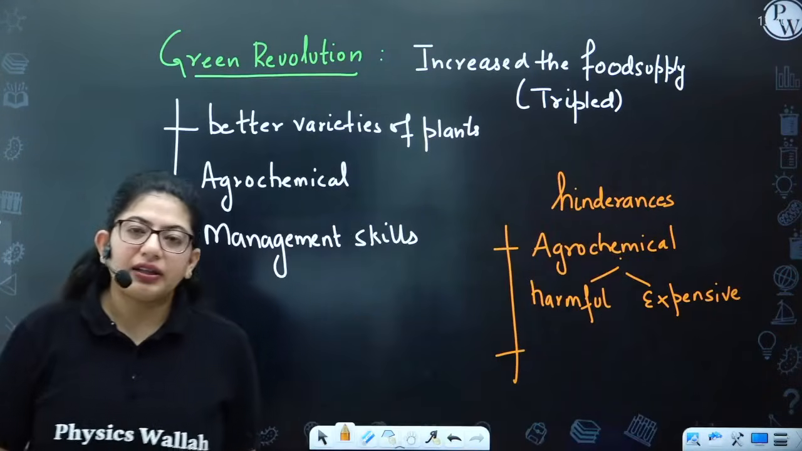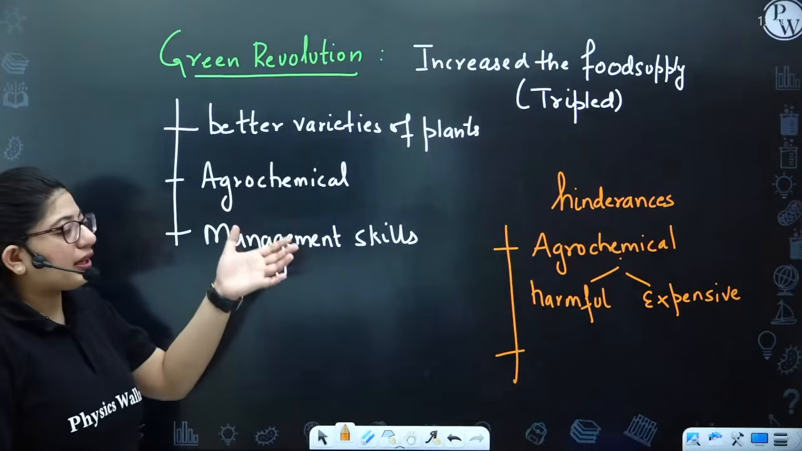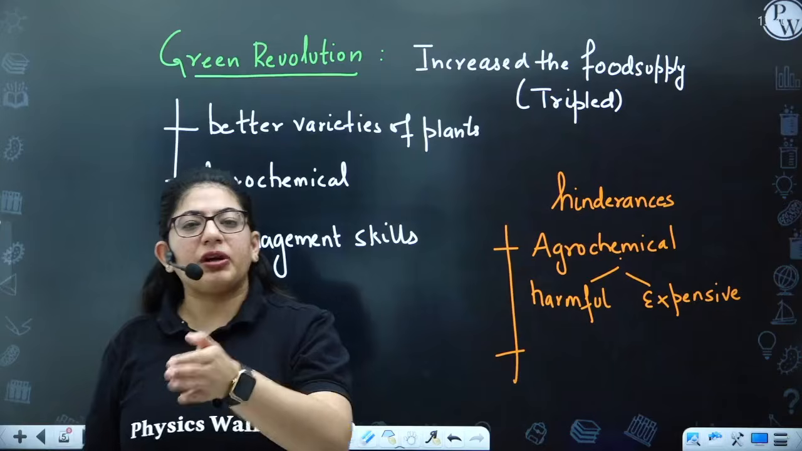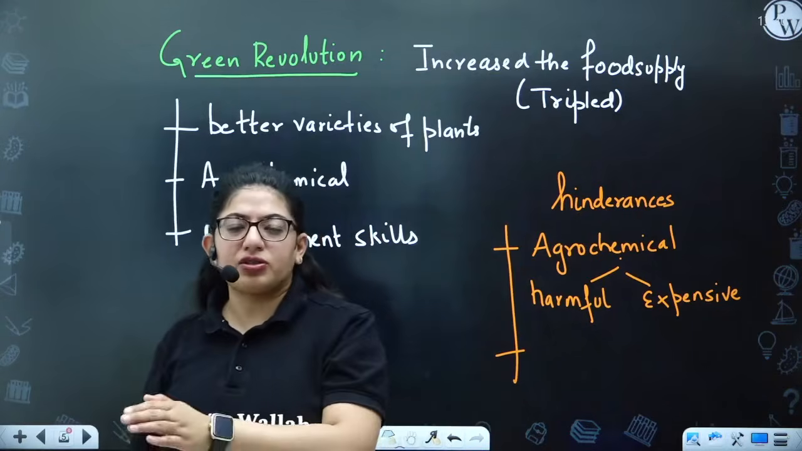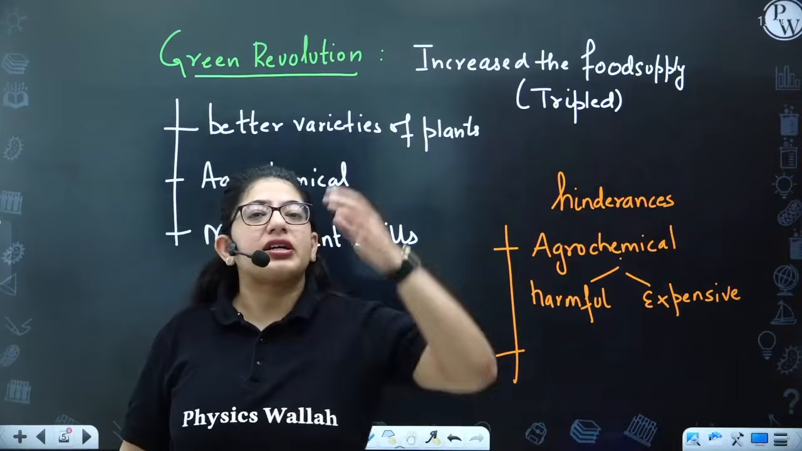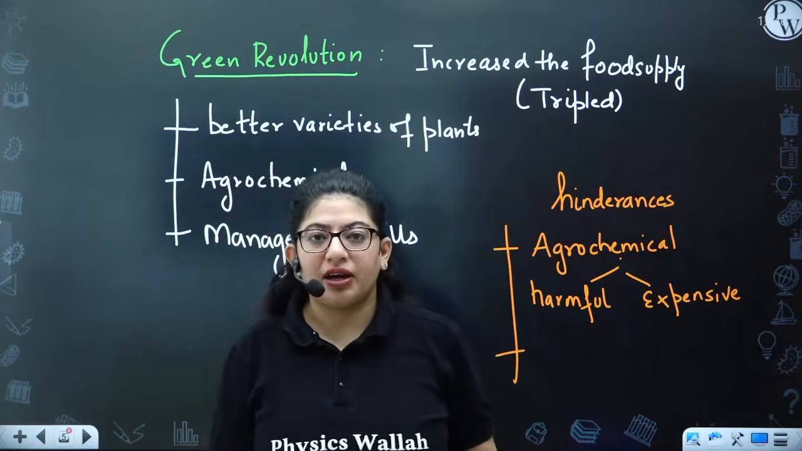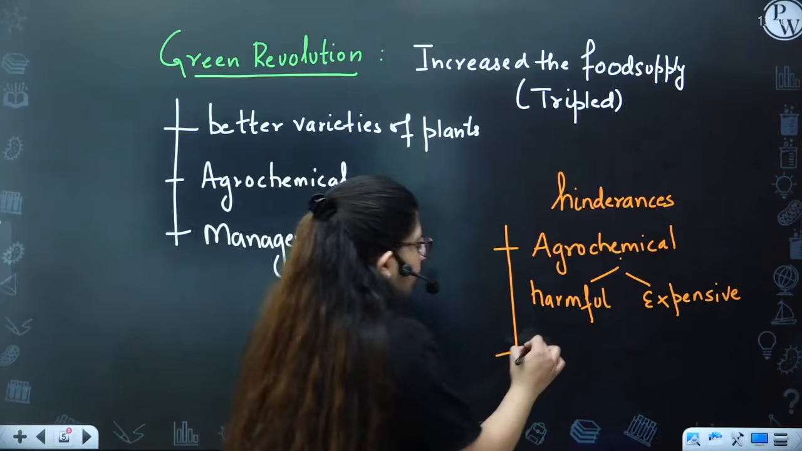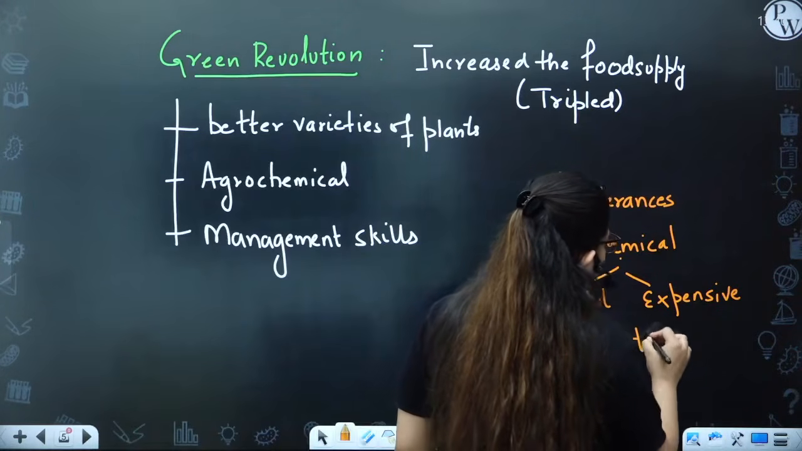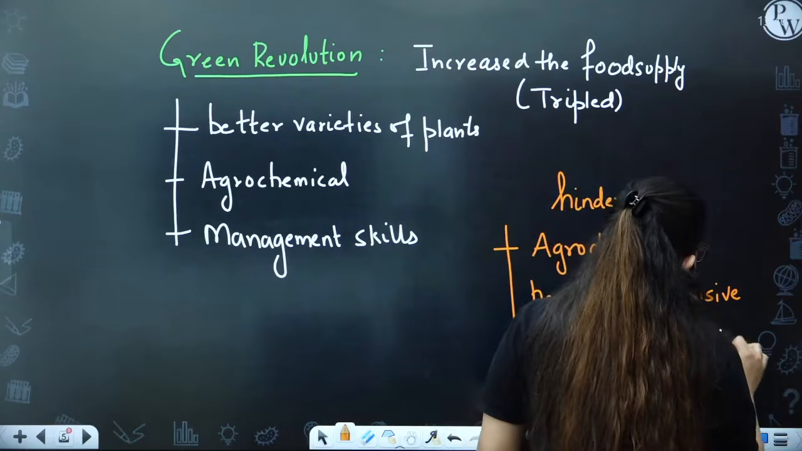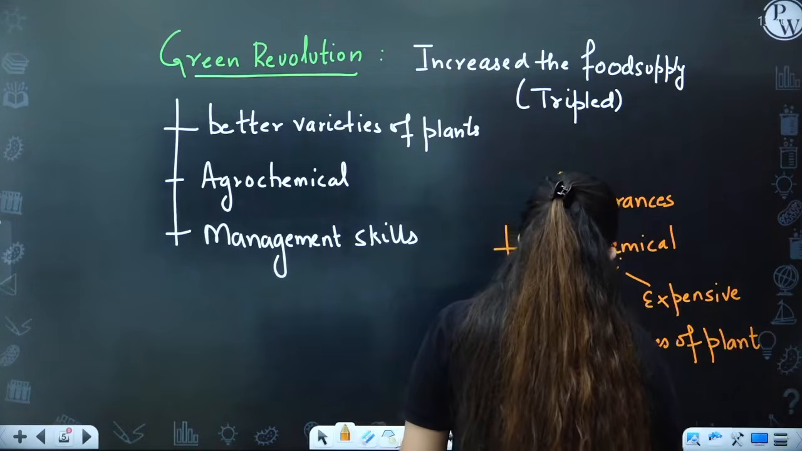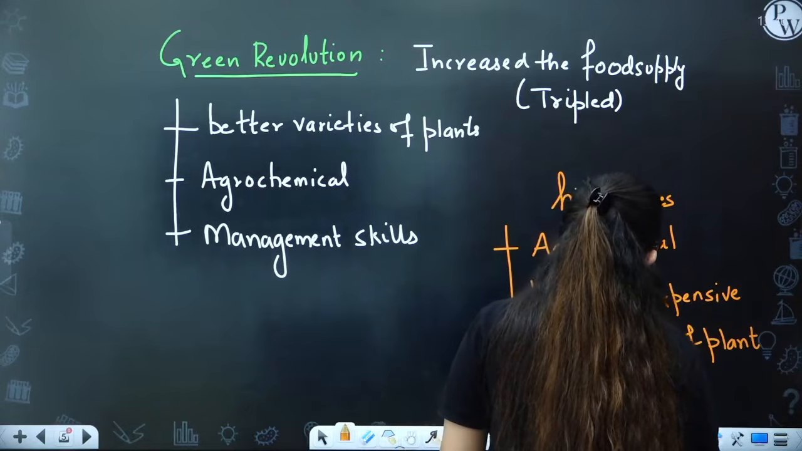Another thing, the plant variety they were using was capable of growing in particular regions only, in particular continents only. For example, the wheat variety we are growing will not be a great success in colder regions like Alaska. So the varieties of plants were for a particular continent.